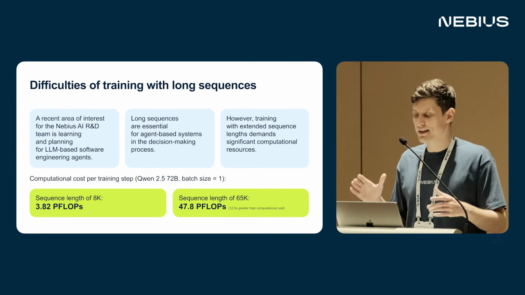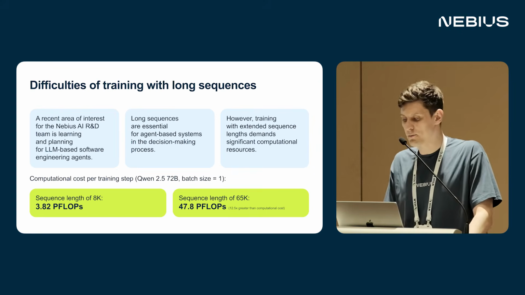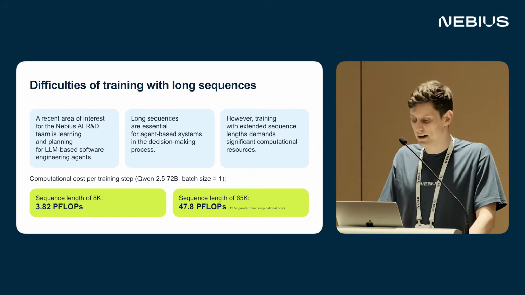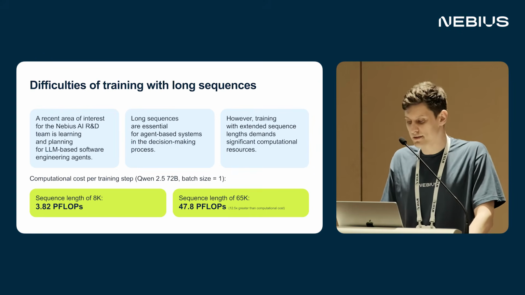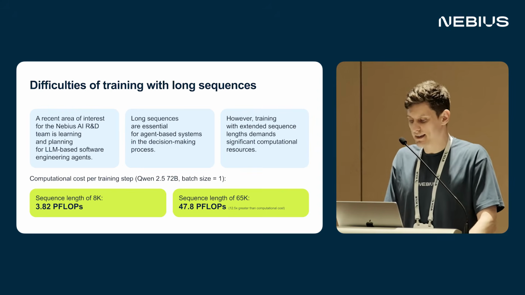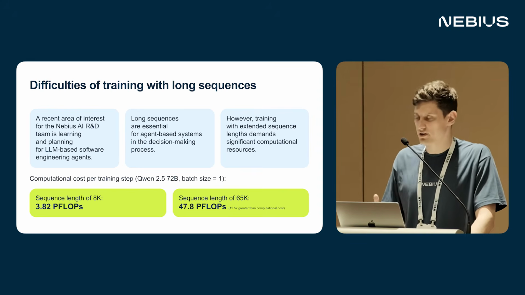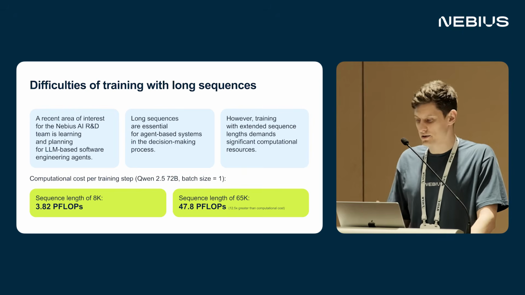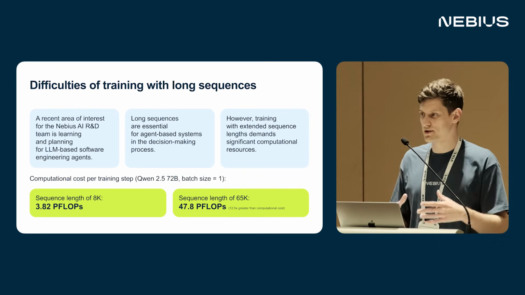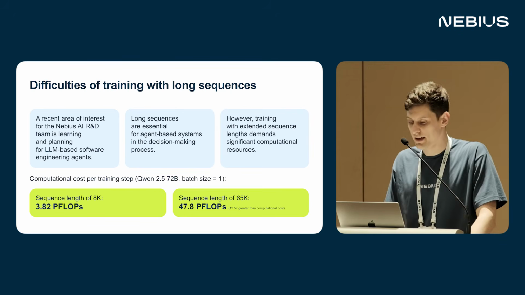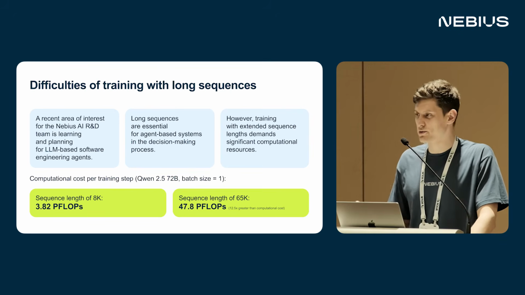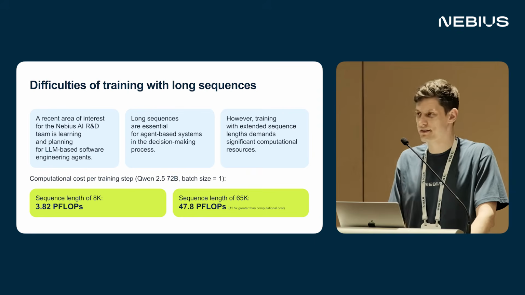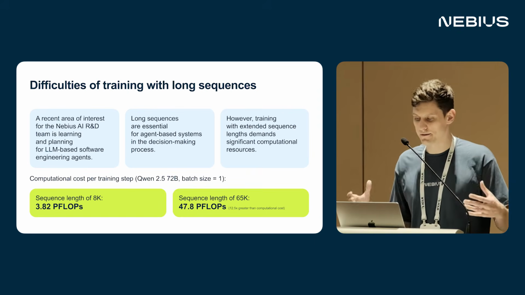To give you a sense of the scale, if you take a model like Qwen 2.5 with 72 billion parameters, a single training step with batch size 1 and 8,000 token sequence length takes about 4 petaflops. But if you increase the sequence length up to 65,000 tokens, the required compute increases to nearly 50 petaflops. This is a huge 12.5 times increase.